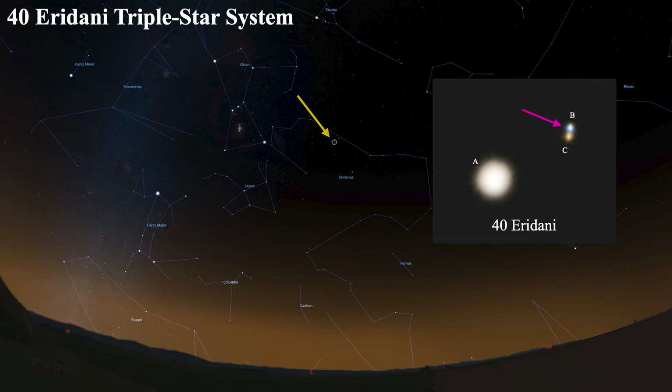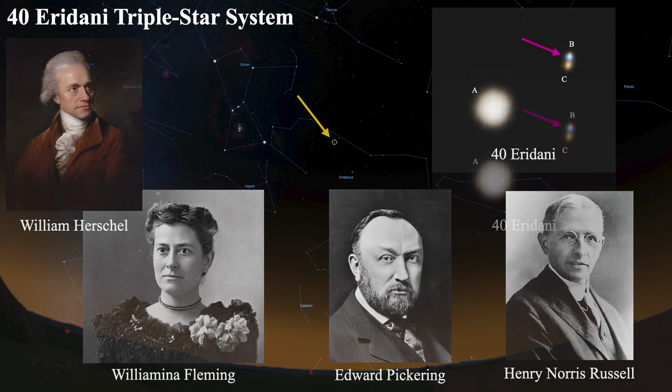The big thing to note is that 40 Eridani B is distinctly blue compared to the other two stars. And amazingly, this faint pair was first seen by William Herschel, who discovered the pair 40 Eridani B and C, on January 31st of 1783.